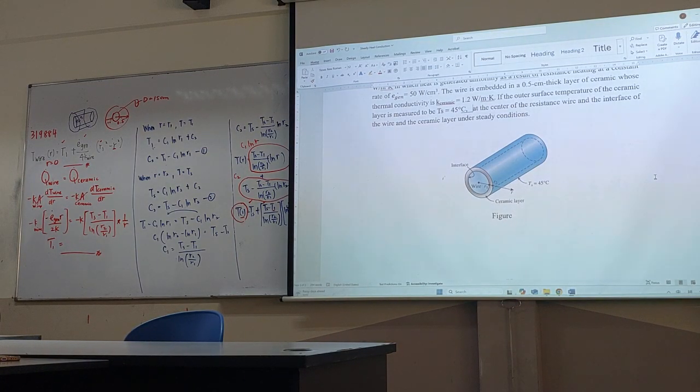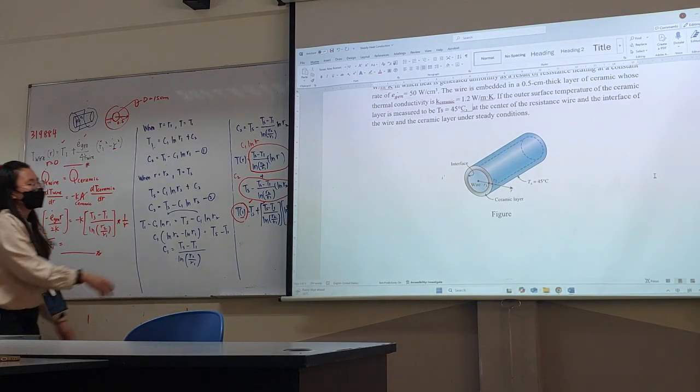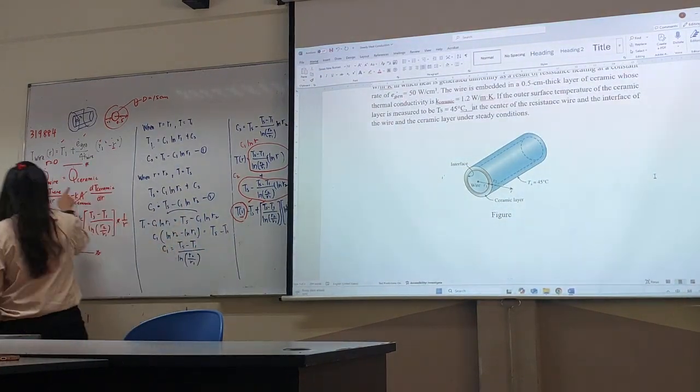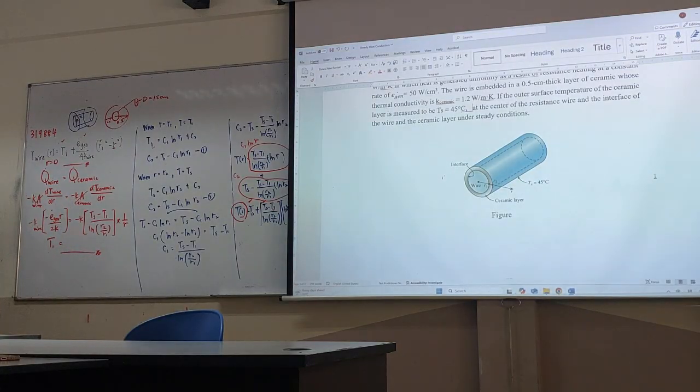Okay, so this one, no choice, you need to try. You use the equation and substitute the value, see whether you get it or not. If you cannot get it, then you use this method.